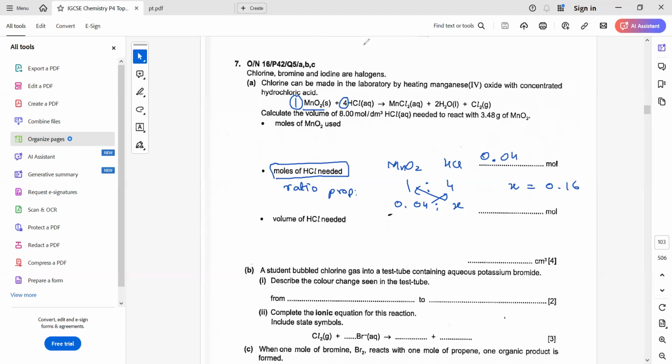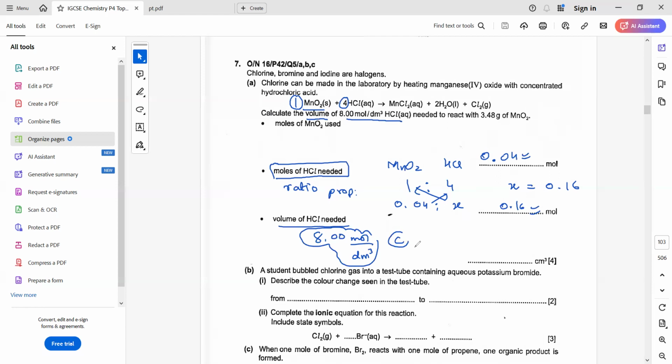Bushra, do you get it? Are you sure? That's nice. Okay. Now what I have is 0.16 moles here and 0.04 moles here. Now they say volume of HCl needed. That was what the original question was: calculate the volume. We have 8.00 moles per liter. That's basically concentration, right? Concentration is something new to you guys, so don't worry about it.